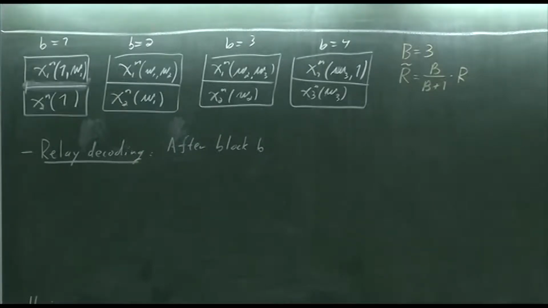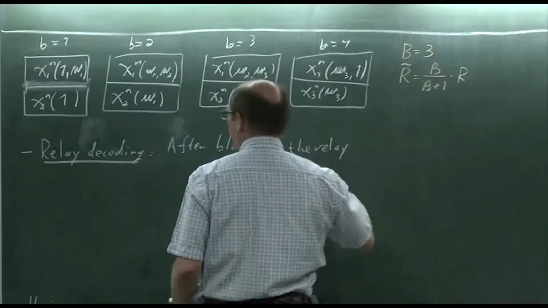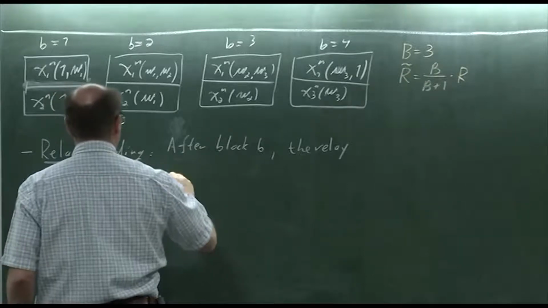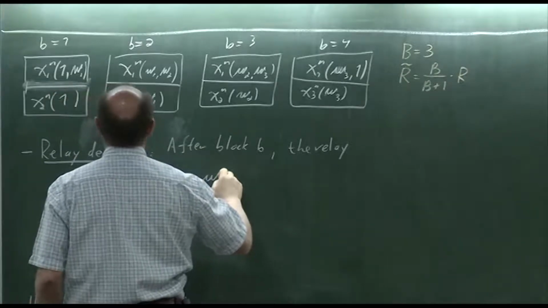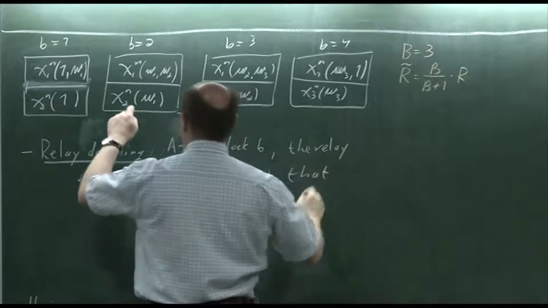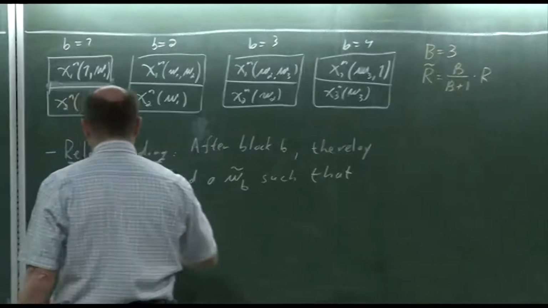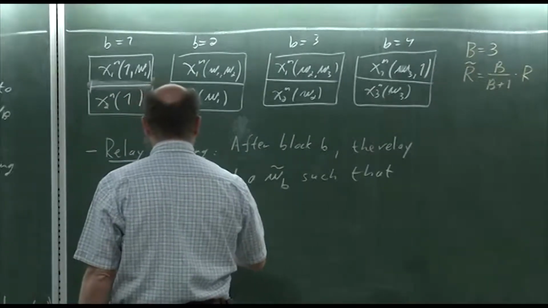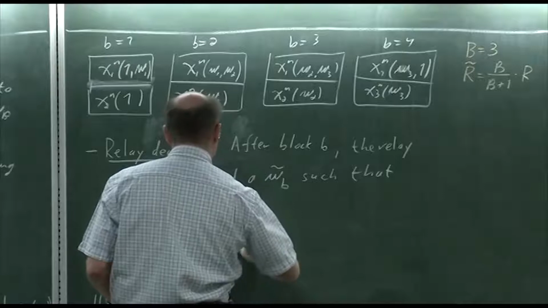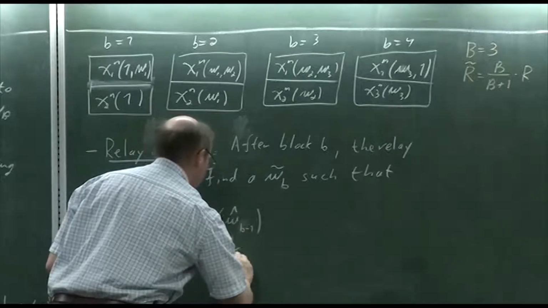Okay, so after block B, the relay tries to find a W B tilde such that, so after block 1, for example, what it's going to try to do is find a W1 hat, W1 tilde such that, of course, we get typical sequences. So such that x2n with W hat B minus 1, which is assumed to have been decoded correctly, assumed equal to.